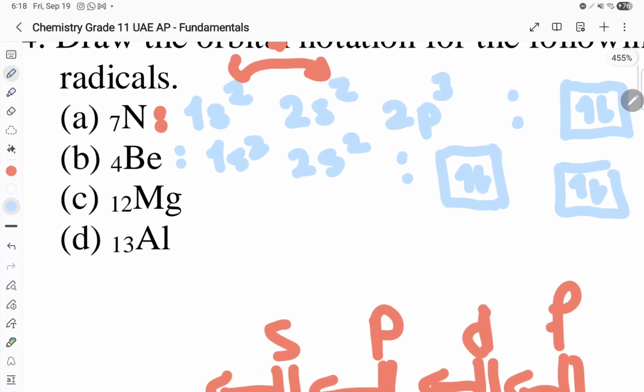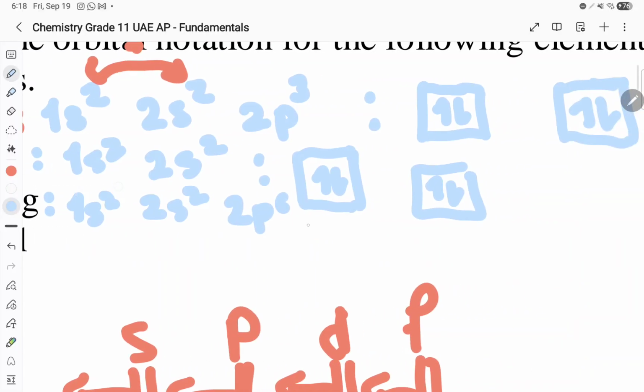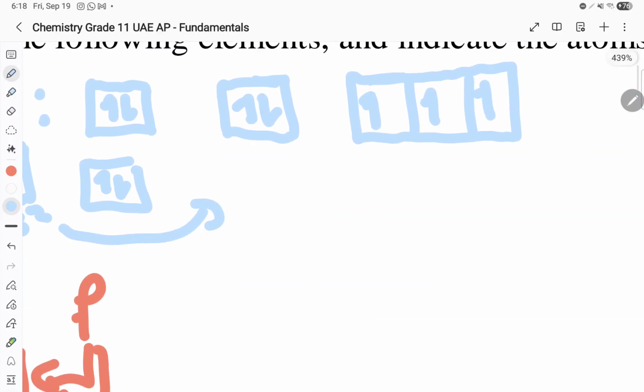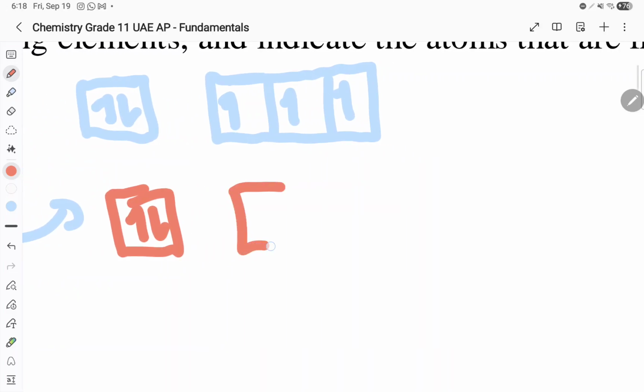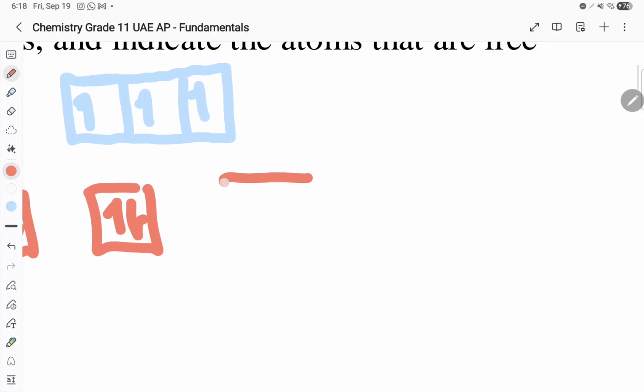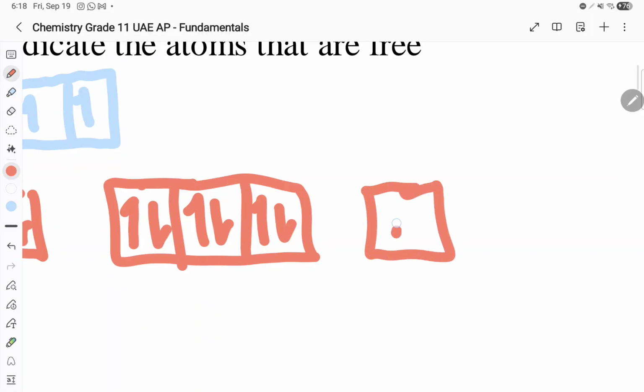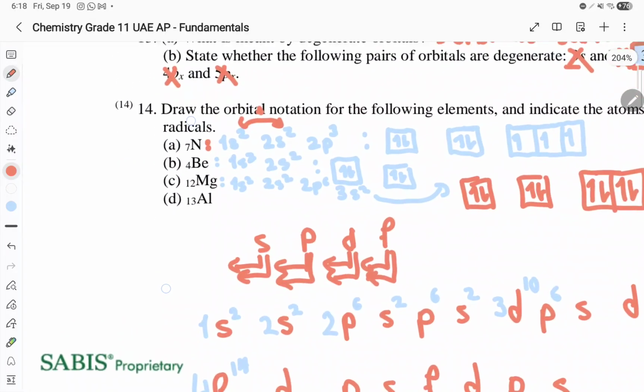Now Mg is 12. So it's 1s2, 2s2, 2p6, till now we have 10. And 3s2. And that's it for Mg. I'm gonna draw it here in red. It is 1s2, so up down, 2s2, up down, 2p6. Now when you're drawing 2p, like I told you, since they can't repel each other, it's up, up, up, down, down, down. Then we can move on to 3s2, which is up, down.